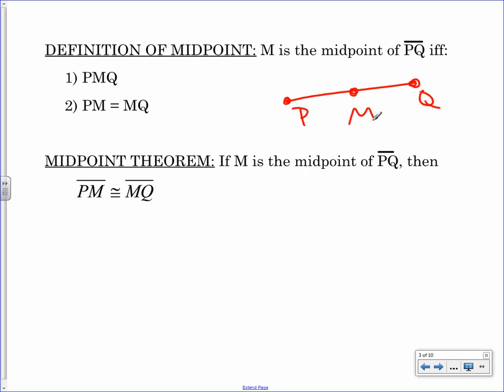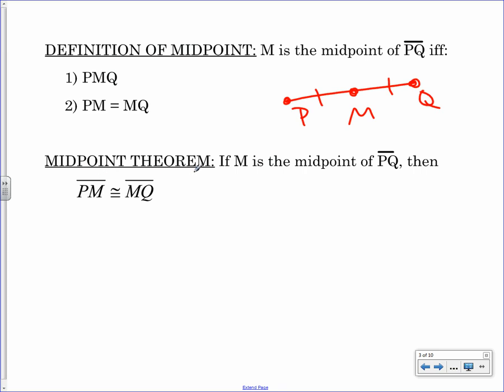For it to be the midpoint, they have to be collinear. That's what this means. M is between P and Q. It's directly in the middle. If it's in the middle, then each of these pieces are the same. PM is technically congruent to MQ, right? And then we know it's in the middle.